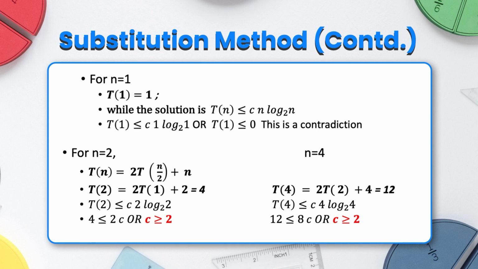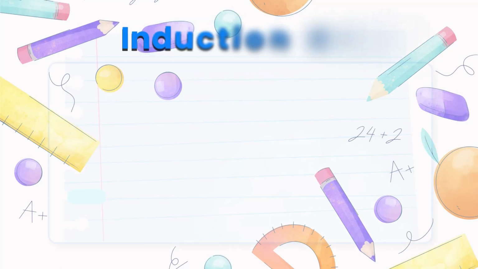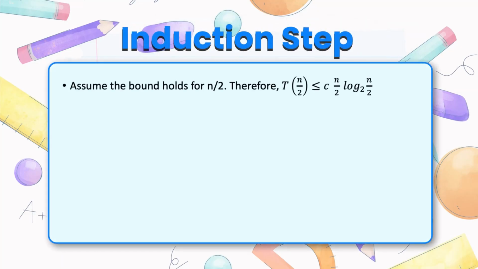Alright, and now we have to do the induction step. So now once we have decided about C, what have we decided about? Two things. N0 happens to be 2, right? And we have decided about C. C has to be, let's say, take it as 2. It can be greater than or equal to 2, but let's take it as 2. Alright.